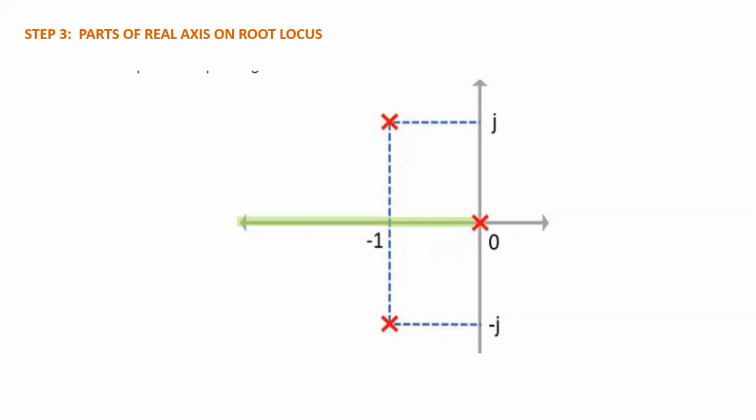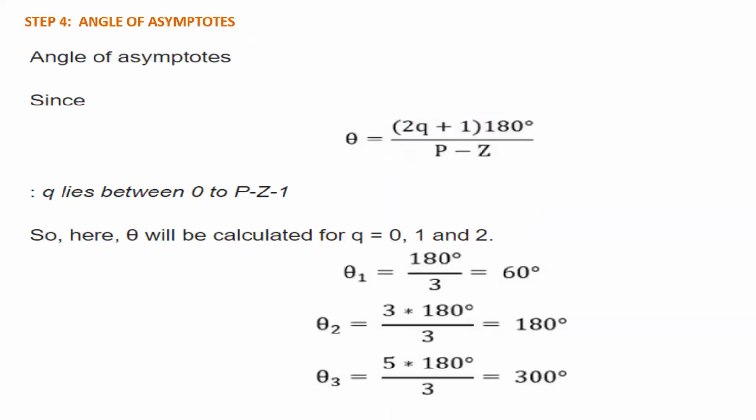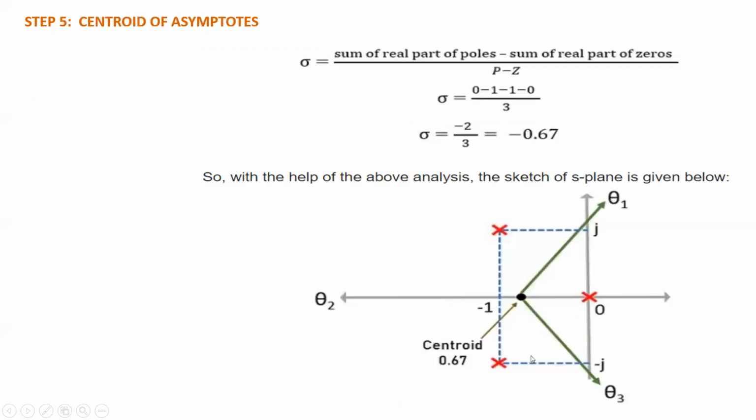Moving on to step 4, we need to find the asymptotic angles. So let us do that. The number of poles p is equal to 3 and the number of zeros is equal to 0. If we substitute, for q equal to 0 we have 60 degrees, for q equal to 1 we have 180 degrees, and for q equal to 2 we have 300 degrees. This is similar to what we did in the last class.